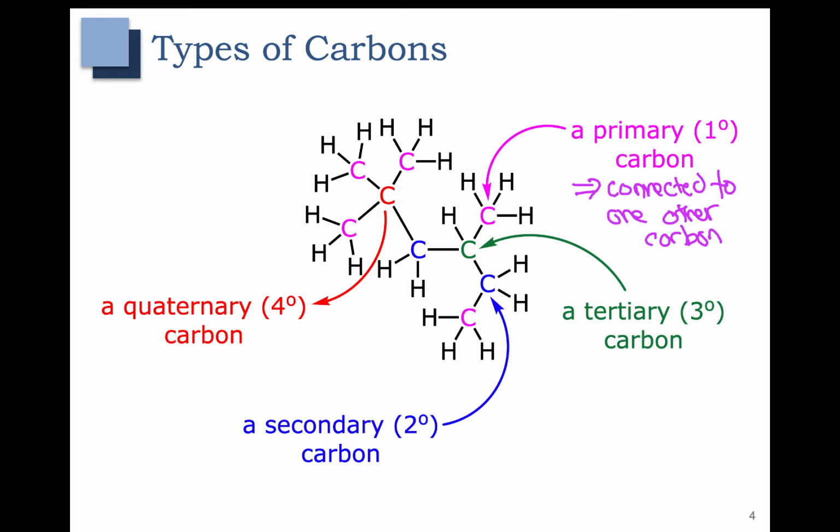A secondary carbon is connected to two other carbons. In this example here, the blue carbon is connected to two other carbons, and this blue carbon here is connected to two other carbons. So those are both secondary carbons.